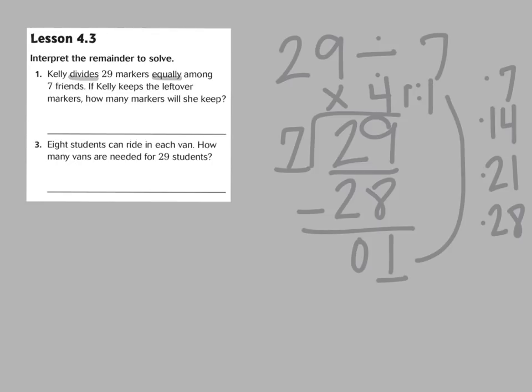Okay, so now let's look back at the question, because if I say 4 remainder 1, that doesn't make sense to the question that they're asking me. How many markers will she keep? 4 remainder 1? You can't keep a remainder of markers. So what this is saying is Kelly's going to give 4 to each person, and it said if Kelly keeps the leftover markers, how many will she keep? She's going to keep the remainder, so Kelly is going to keep 1 marker.